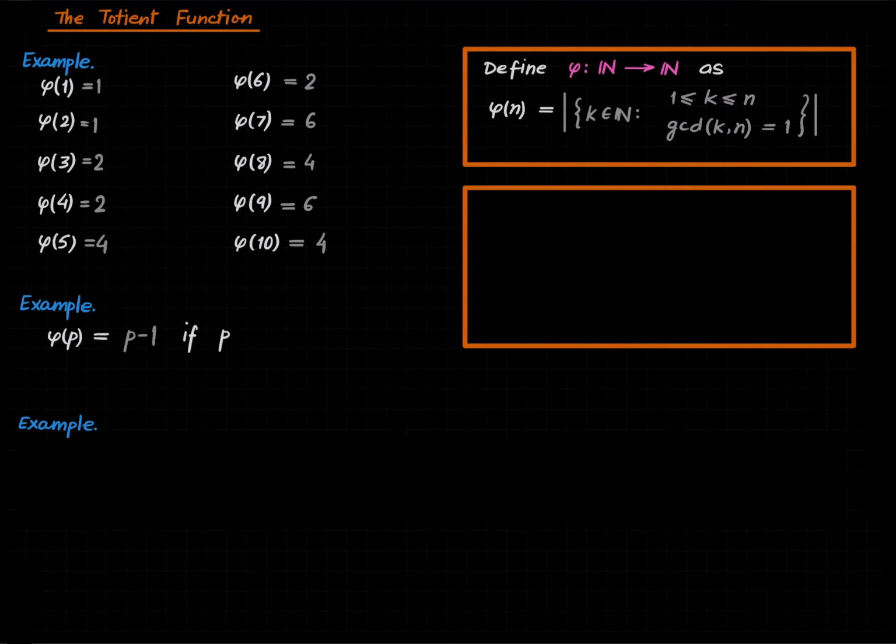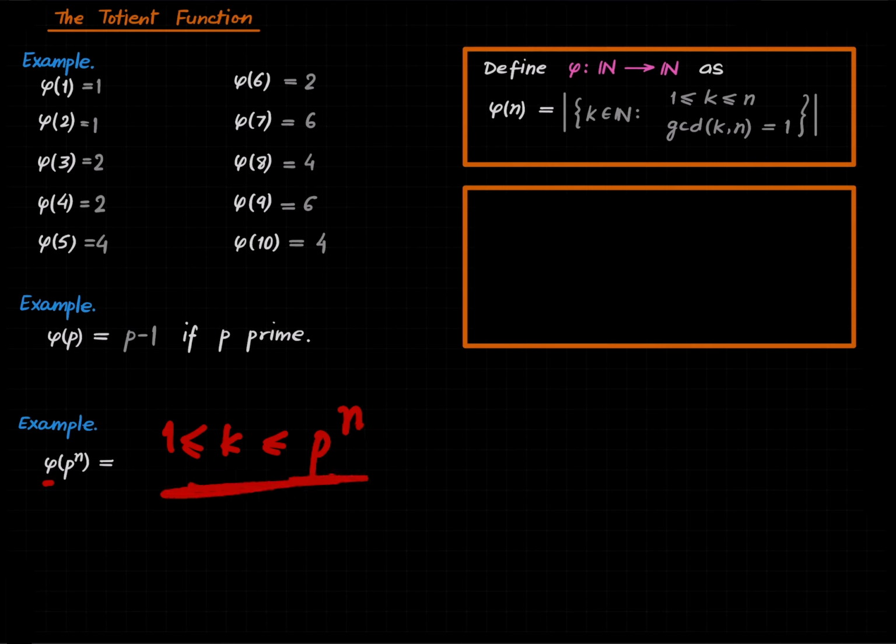More generally, if you have a prime power p to the n, then what are all the things in this range which are relatively prime to p to the n? Well, since p is a prime, this is equivalent to asking all the things in this range which are relatively prime to p, which again, since p is a prime, is equivalent to asking those things which are not divisible by p. But in this range, how many things are not divisible by p? It's the total number of things minus those things which are divisible by p, and that number is this. So this turns out to be the following expression.